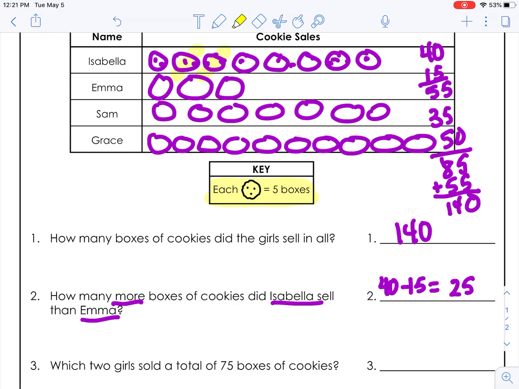Or you could just cross it off up here if you look at it. So you could take off 3 because Emma sold 3. And what's left? 5, 10, 15, 20, 25.